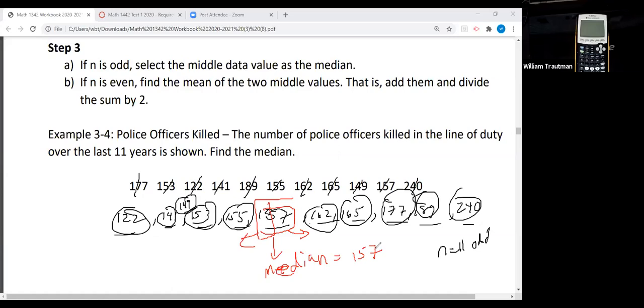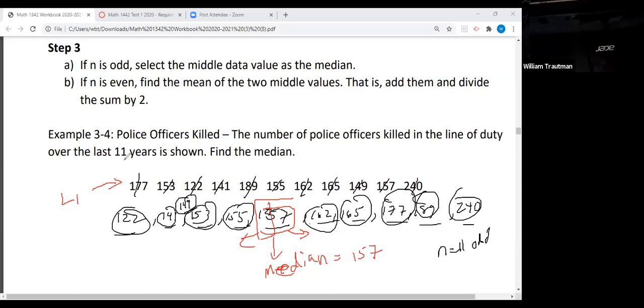If n is odd, if there's an odd number of data, put them in order. A lot of people won't put them in order and get the answer wrong. Put them in order, and the middle number is the median. Let's do this on our calculator. Type all of this data. You don't have to put it in order. Type all the data into list 1, and make sure list 2 is clear. So I'm going to put all my data into list 1.